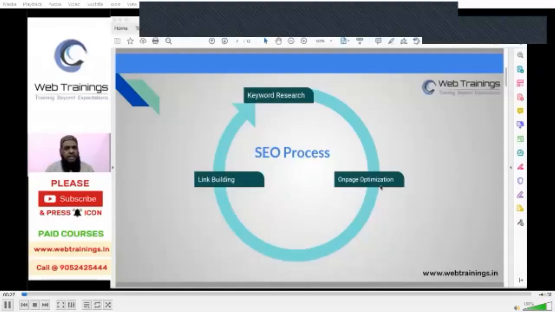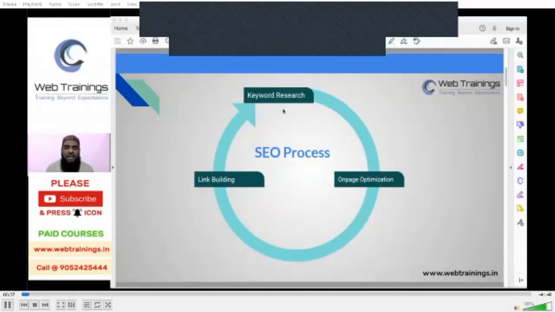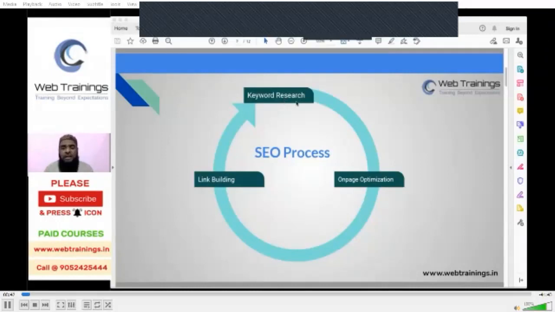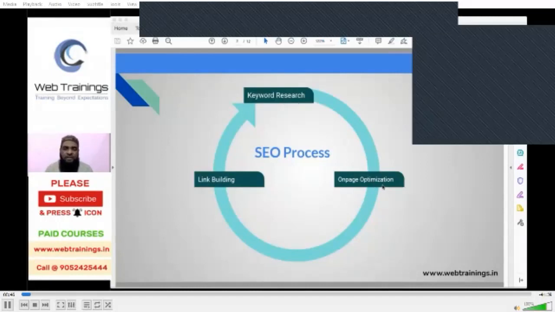We do a project, any real-time project, all right? So just remember this point. The entire foundation of SEO will be based on three important topics. Topic number one is keyword research, which we are going to study from today. Once we study keyword research, the second process is called on-page optimization.